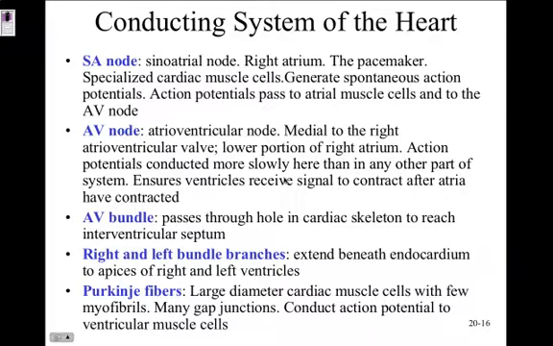And then the AV bundle passes through a hole in the cardiac skeleton to reach the interventricular septum. Then that bundle branches to the right and left branches, so it will go to the right and left ventricles, and then it spreads out into these little fibers called Purkinje fibers. They're large diameter cardiac muscles with few myofibrils and many gap junctions, so that conducts the action potential to all the ventricular muscle cells. There's a picture of it here next.